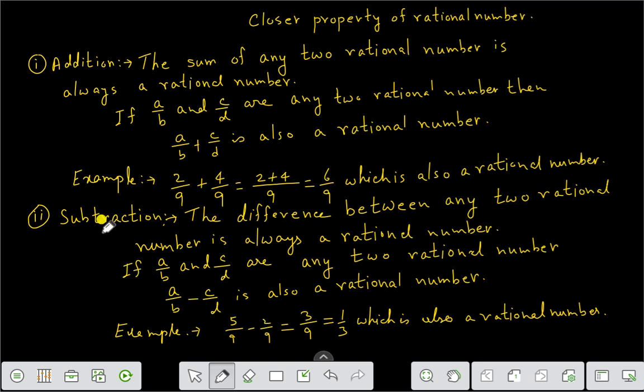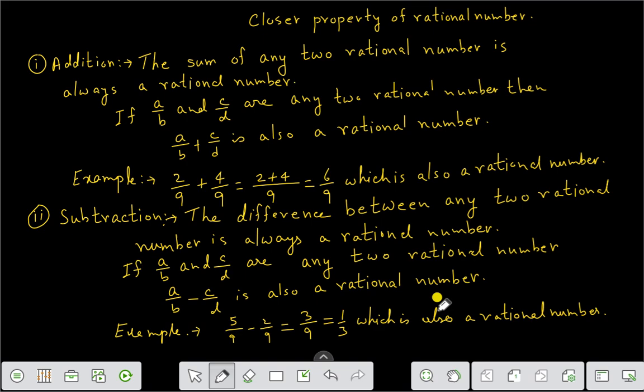Right? So here you get that addition, subtraction: the difference between any two rational numbers is always a rational number. If a by b and c by d are any two rational numbers, then a by b minus c by d is also a rational number. For example, 5 by 9 minus 2 by 9, we are getting 3 by 9, that is 1 by 3, which is also a rational number.